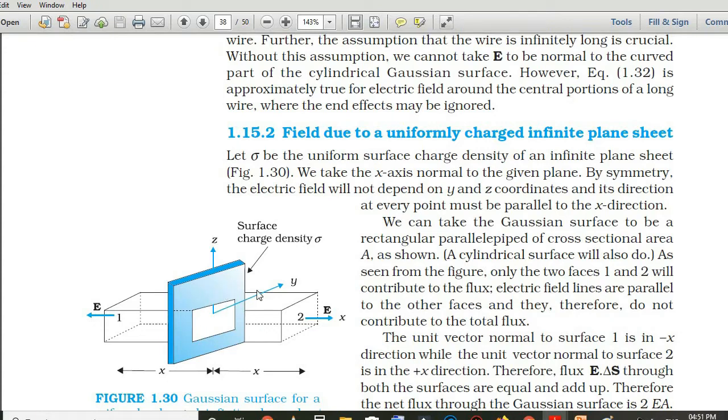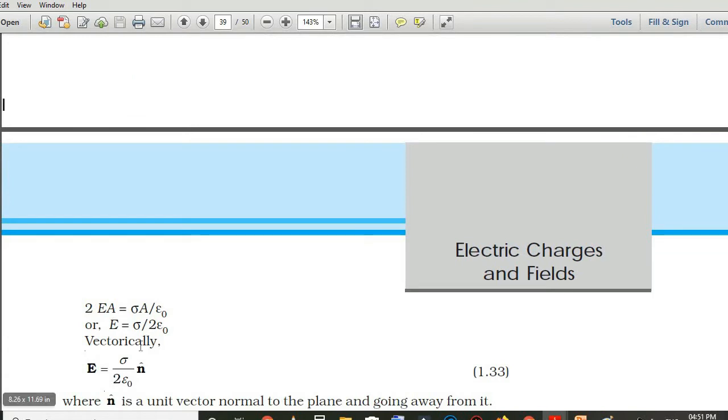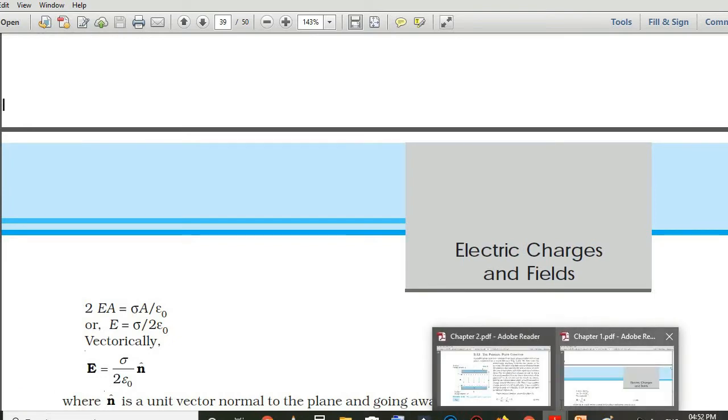So this whole surface, this sheet, contains some charge. The total charge Q divided by the total area is known as the surface charge density sigma. Sigma is equal to Q divided by A. In that case, the electric field is equal to sigma by 2 epsilon 0. That equation can be used here.